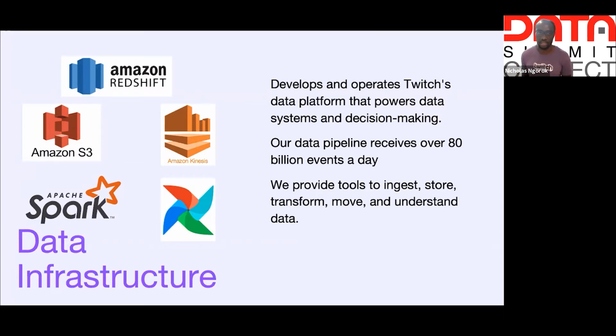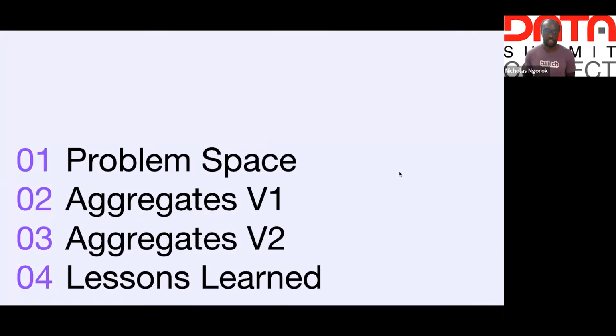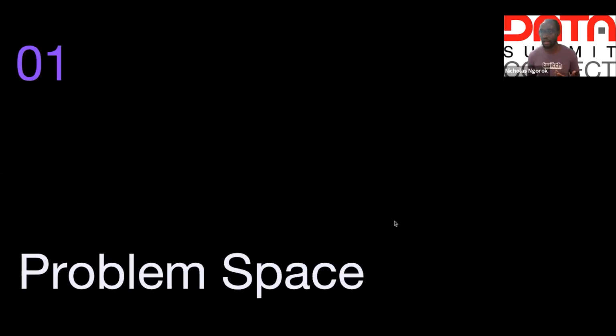So in this talk, I'm really going to go over 4 areas. We'll start by covering what the problem space is, talk about the version 1 of a solution that we built, and the challenges we faced there that led us to build the version 2, and then cover sort of the lessons we've learned going through this journey. So let's start off talking about the problem space that we're in.